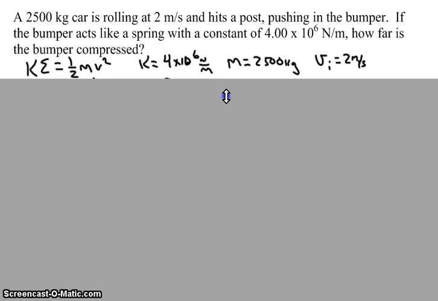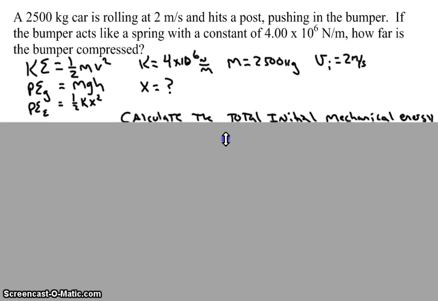So here's what we want to do. First of all, I put the formulas over here so you realize which ones we're going to be using: kinetic energy, potential energy due to gravity, maybe elastic potential energy. Write down your knowns and unknowns out of the problem. What we're looking for is the distance we compress the spring-like bumper.